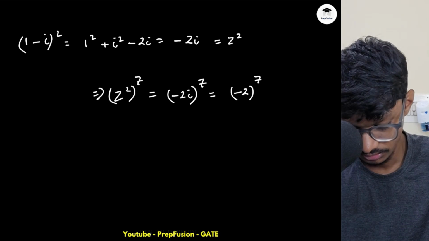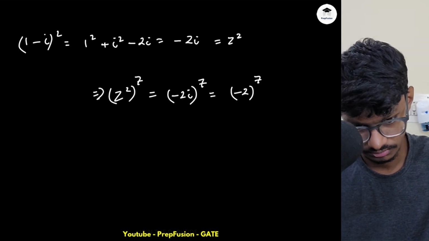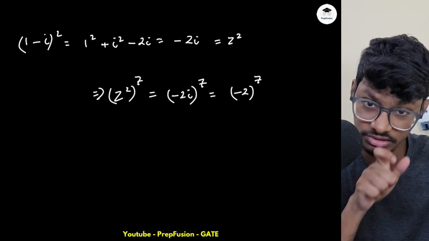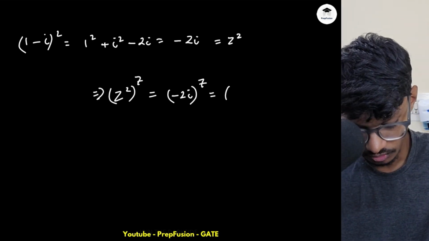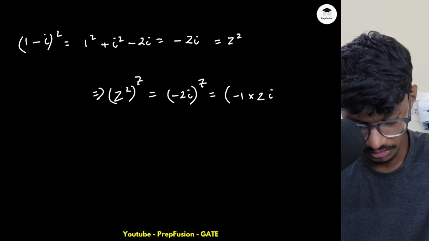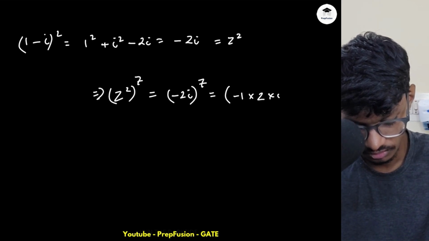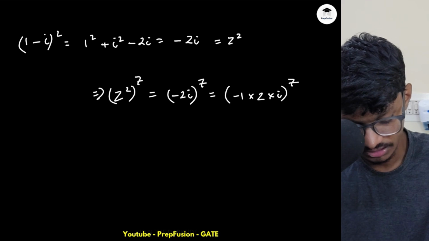Yeah, minus I can take outside because it's odd, right? So what I am talking about? I am talking about this, right? So I have minus 1 raised to power 7 times 2 into i raised to power 7.